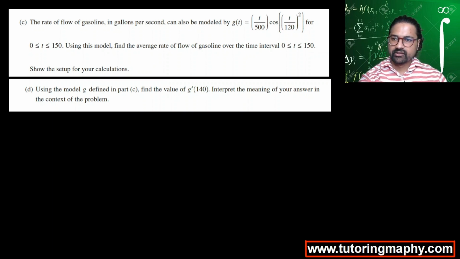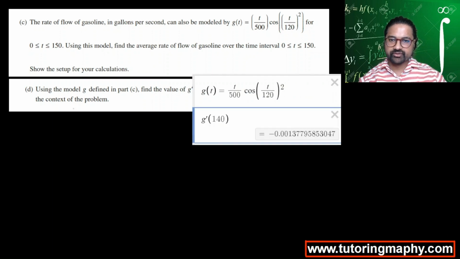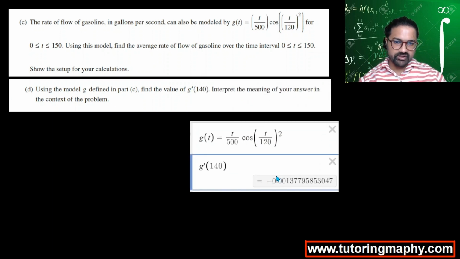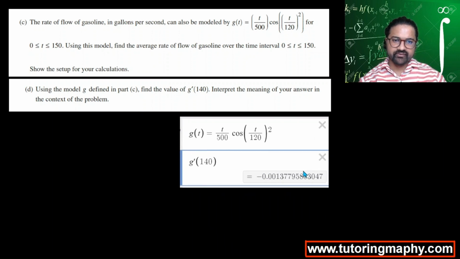All right. Once again, I'm going to show my calculation, of course. So let's do away with this. This is G of t, and I need the value of G prime of 140. So this is what I am getting. This is the value, G of t equals t over 500 cos of (t over 120) whole squared. Let me just pull the screenshot up on the board. So this is what I'm getting. G prime of 140 is what we have here.